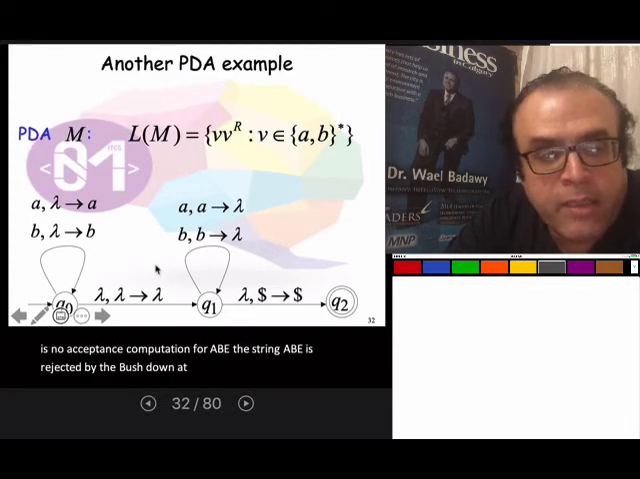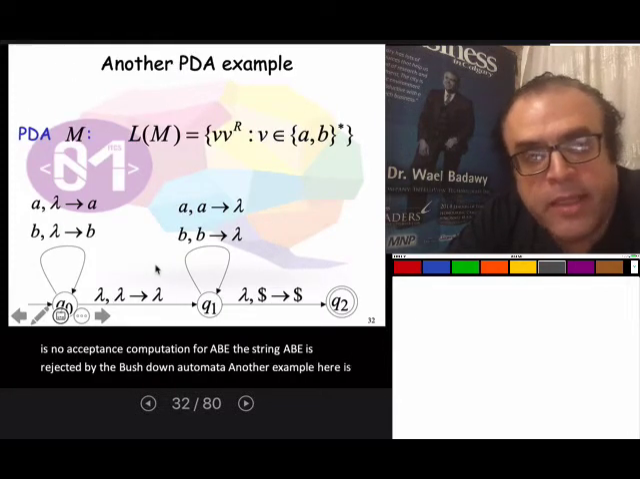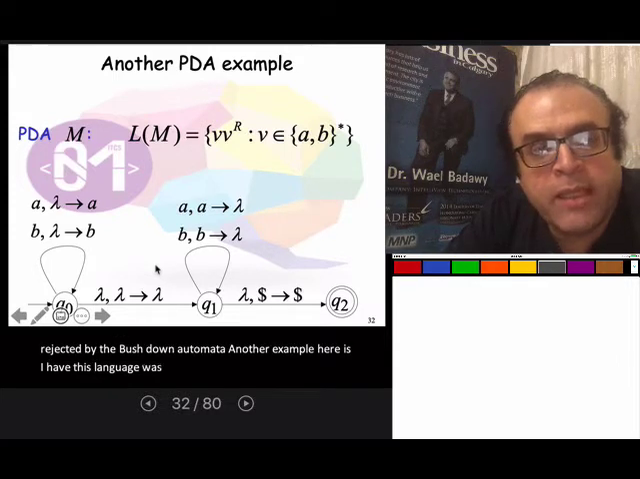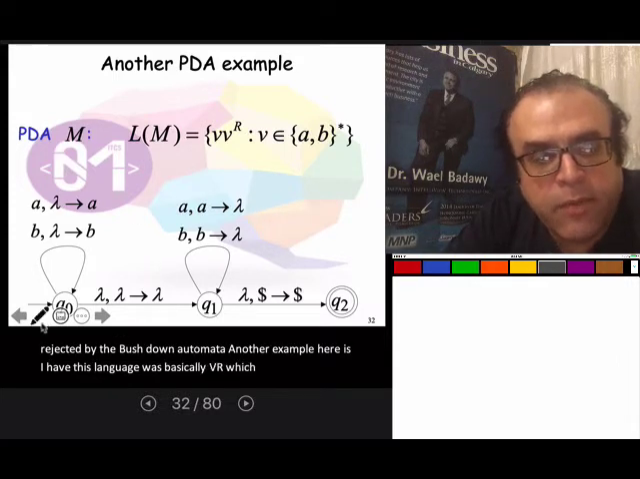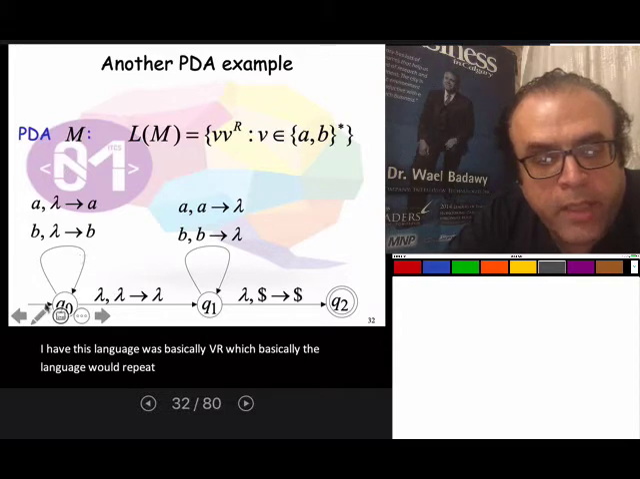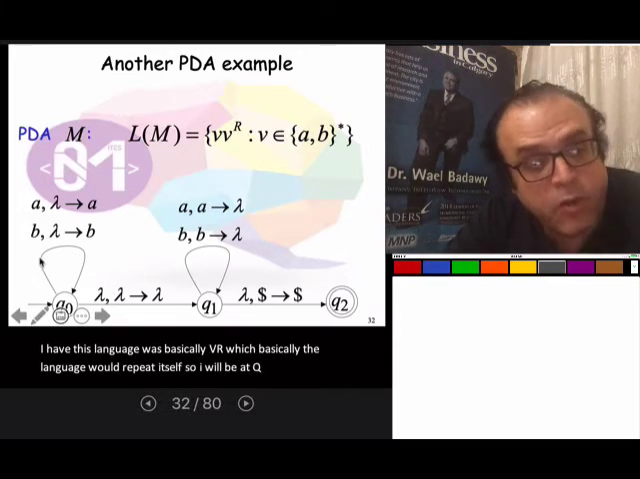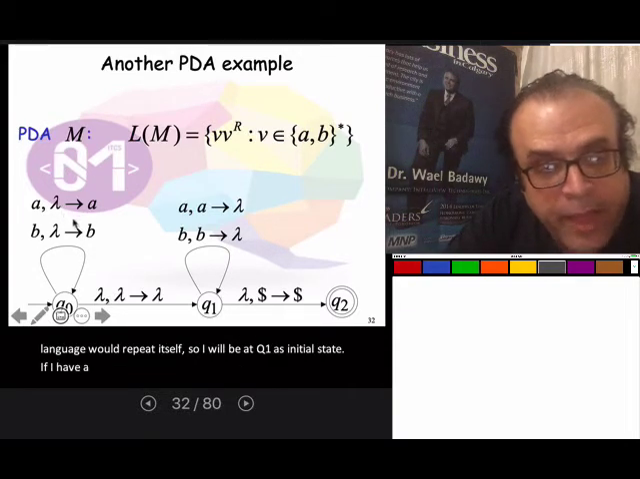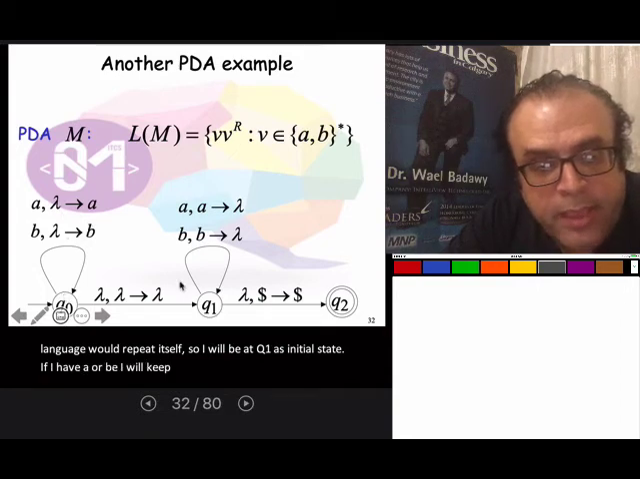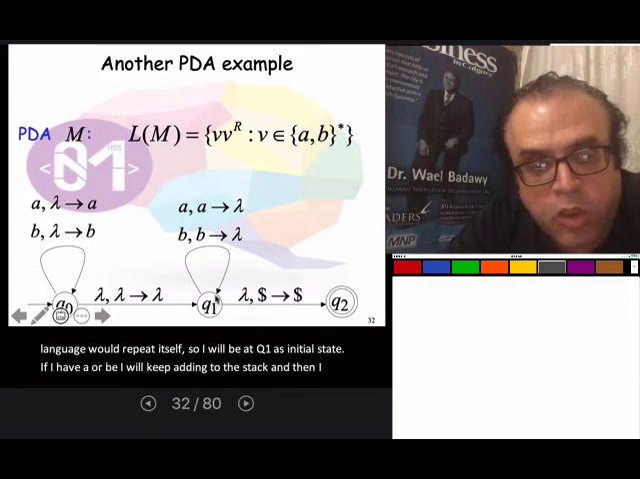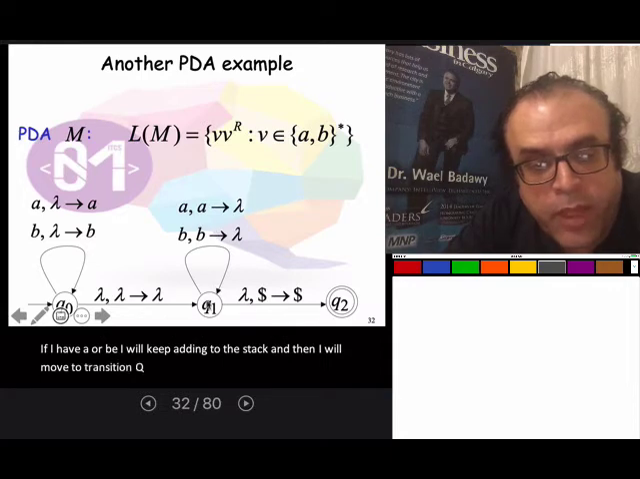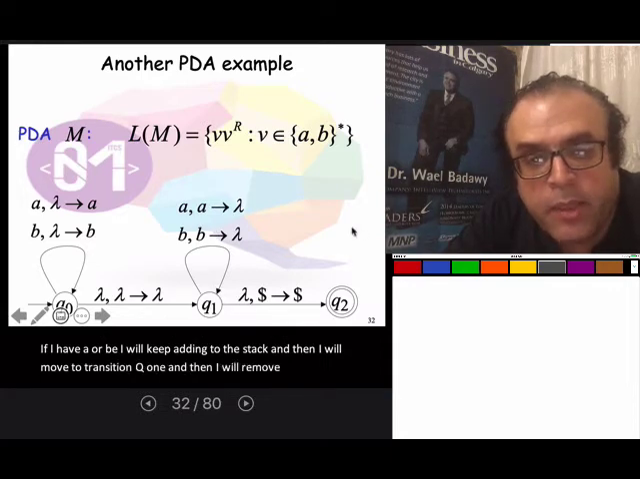Another example here is a language, basically ww^R, where the language will repeat itself. I will be at Q1 as the initial state. If I have A or B, I will keep adding to the stack, and then I will move to transition Q1, and then I will remove A's, and then I will end up being in Q.